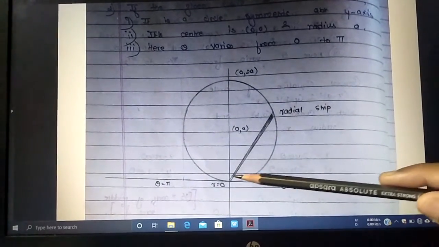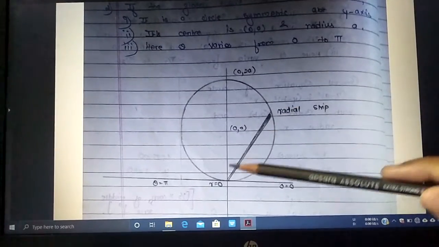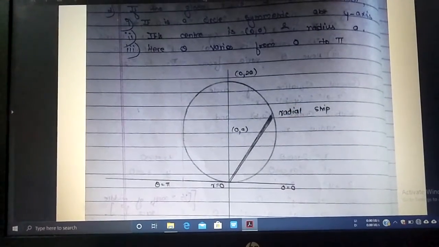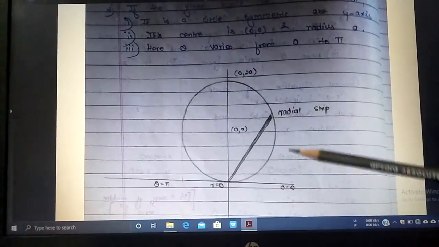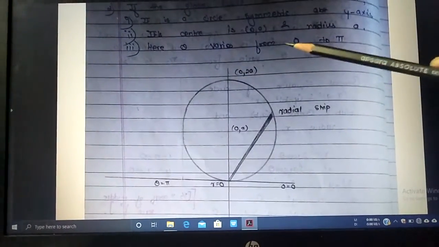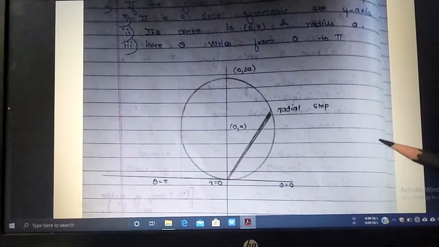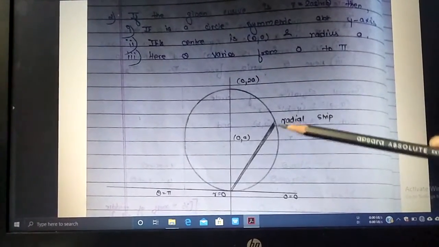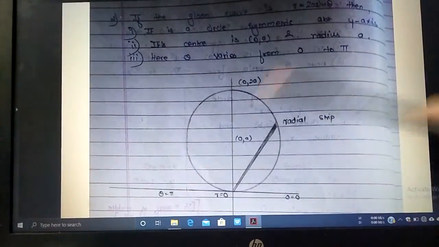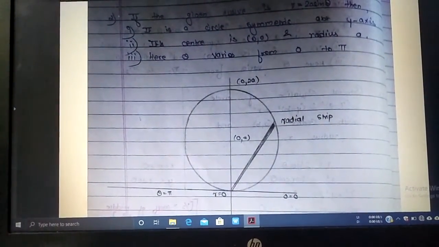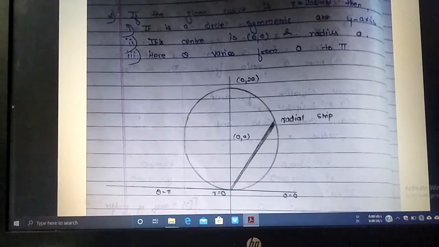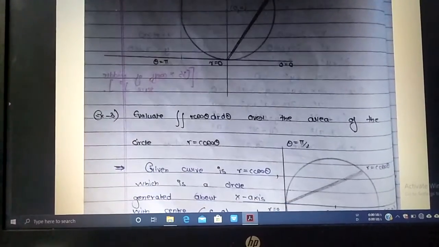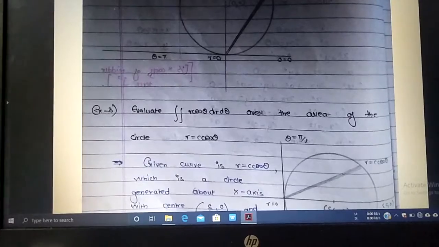So here r will be 0 at the origin and it will end at this circle whose equation is r equal to 2a sin theta. If we rotate this strip in this region, theta will vary from 0 to pi. So when the curve is r equal to 2a sin theta, theta varies from 0 to pi, while in case of 2a cos theta, theta varies from minus pi by 2 to plus pi by 2 since it is symmetric about x-axis. These two points we have to remember while solving examples of polar form.